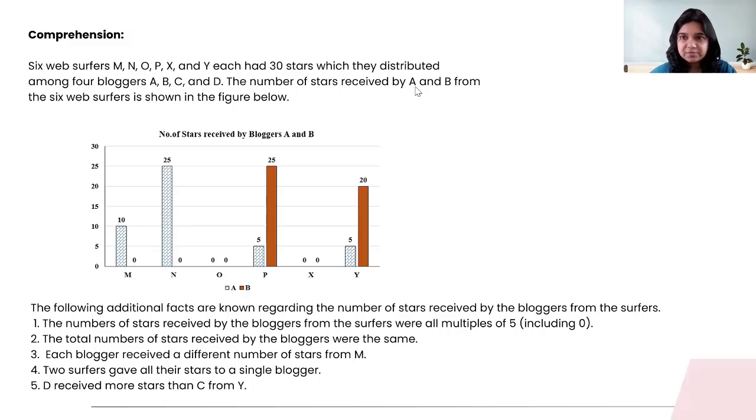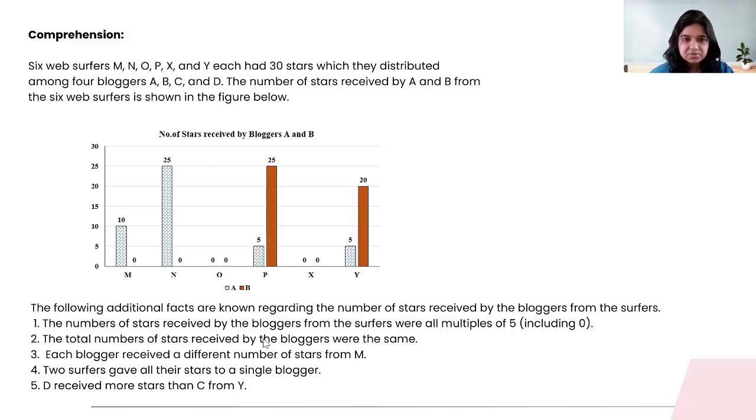The number of stars received by A and B from the 6 web surfers is shown in the figure below. So the information is given only about bloggers A and B. The following additional facts are known regarding the number of stars received by the bloggers from the surfers. The numbers of stars received by the bloggers from the surfers were all multiples of 5, including 0. If you take a look at the y-axis here, it has 0, 5, 10, 15, 20, 25, 30, and there's nothing in between these values. So they're all multiples of 5, basically.